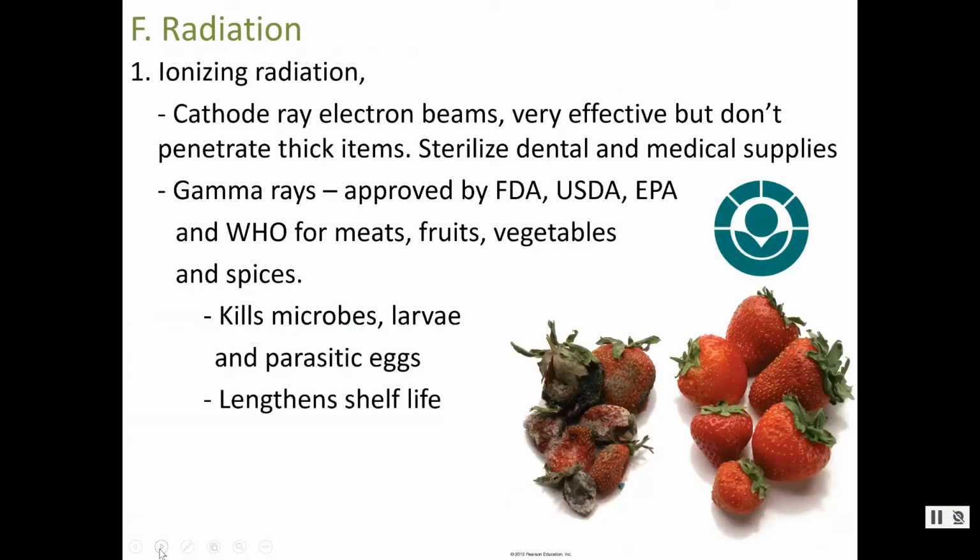All right, radiation. I can alter my environment by increasing the radiation in my environment. There's ionizing radiation and non-ionizing radiation. Let me talk about the ionizing radiation first. This is an effective way to control microbial growth. Let's talk about gamma rays, which is a type of ionizing radiation, and our strawberries.